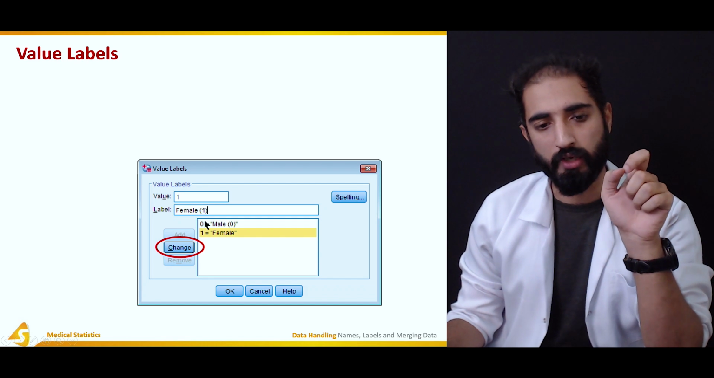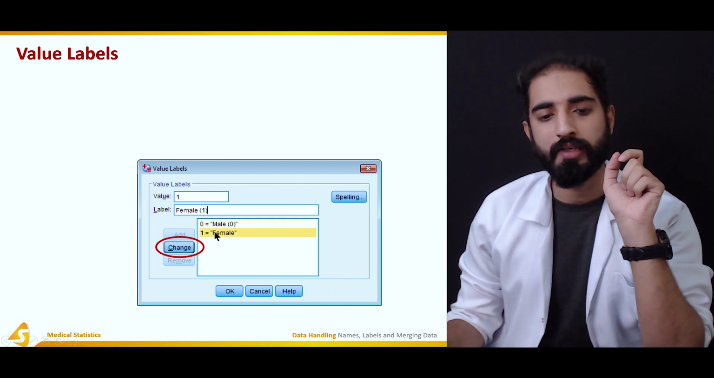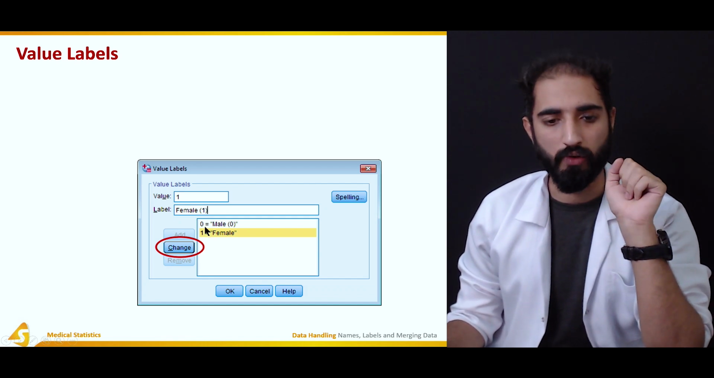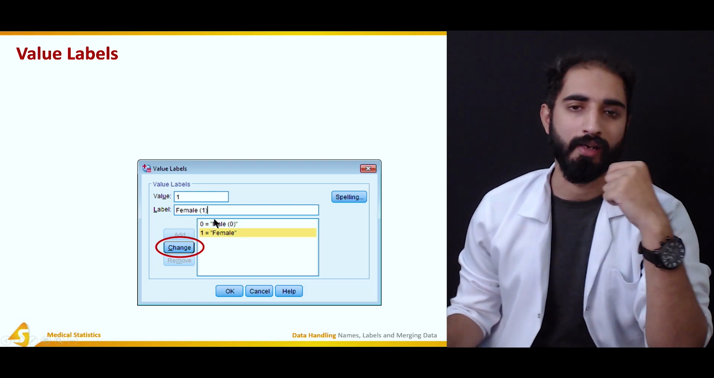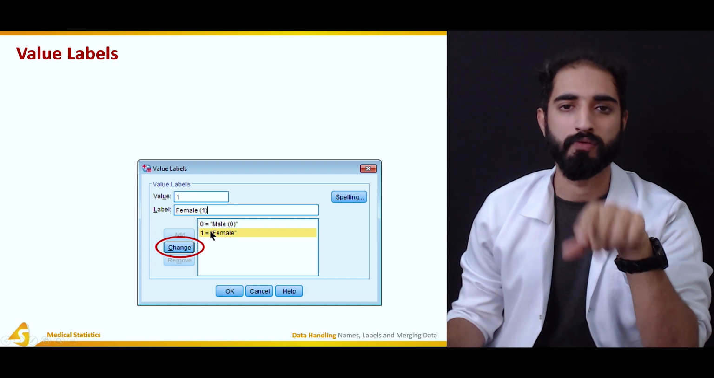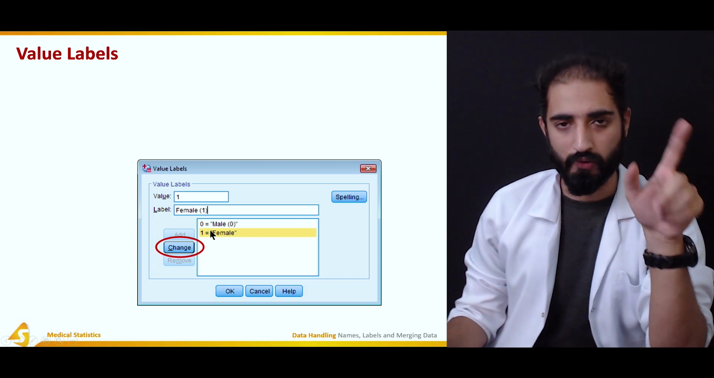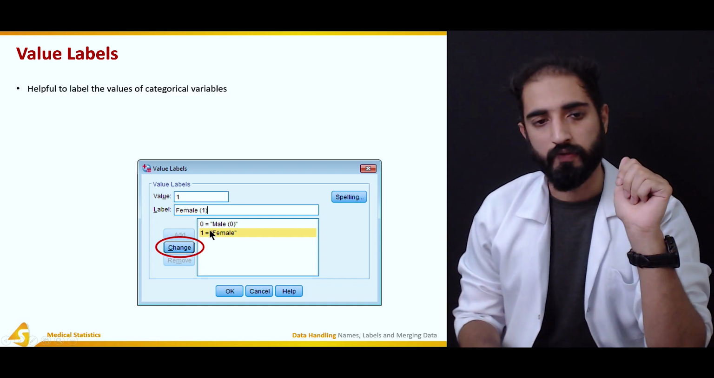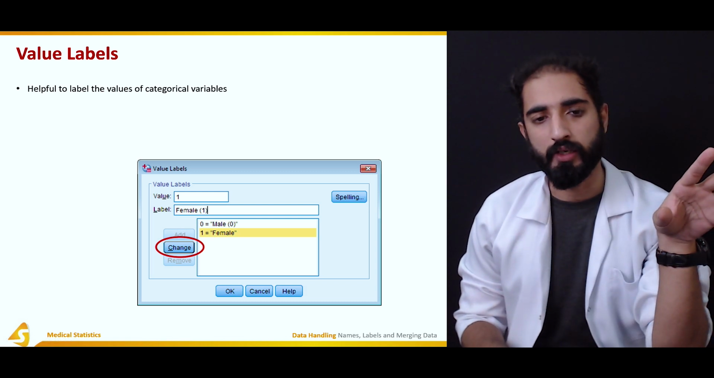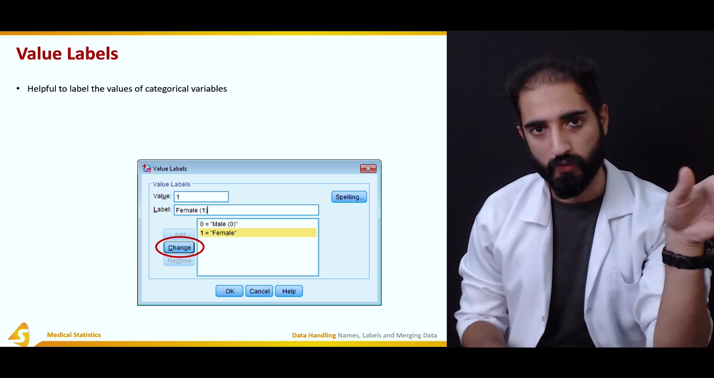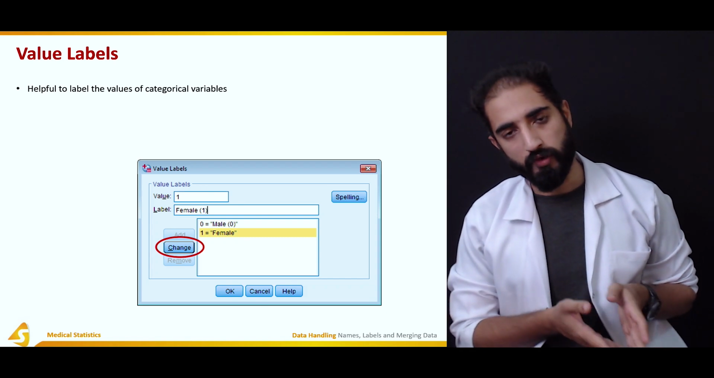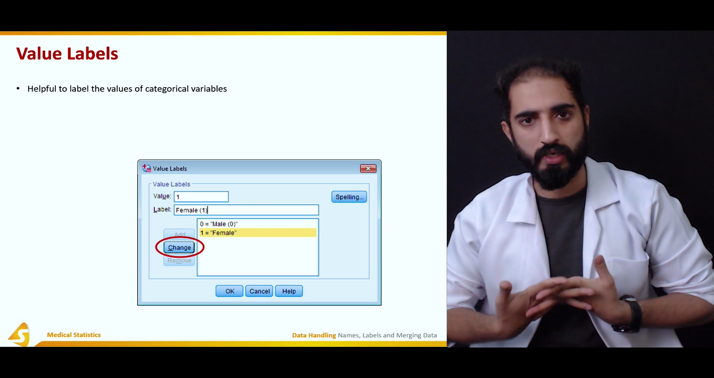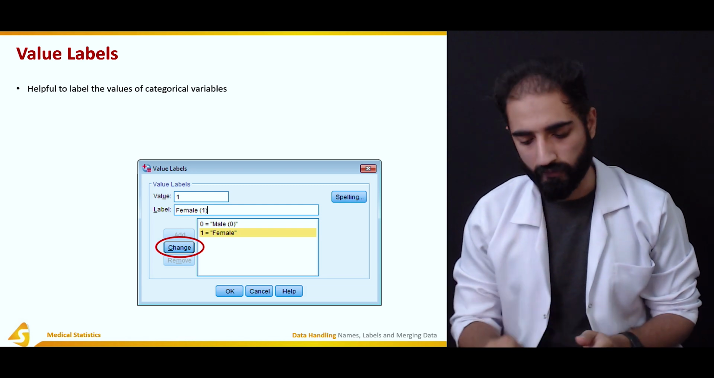So these are actually the value labels. In this value label, we know that 1 stands for female and 0 stands for male. If you forget what is meant by 0 or 1, you can look at this value label and you would know that 0 stands for male and 1 stands for female. So it is helpful to label the values of categorical variables when we have converted them from a qualitative variable to a quantitative variable, or it was a quantitative variable and we made categories out of it.